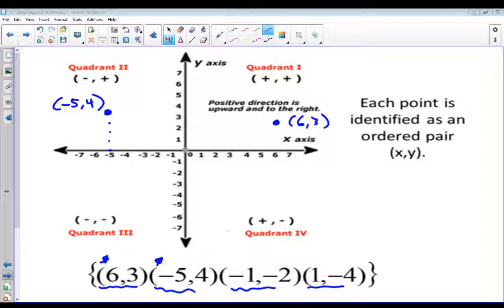Again, this is easy stuff for you guys. You've been doing this since grade school. I'll go ahead and do the last 2 points real quick. Negative 1, negative 2 is right here. And then the point 1, negative 4: 1, 2, 3, 4. There you go. Easy points on the online homework. You can do this in your sleep. Easy peasy. Moving on.